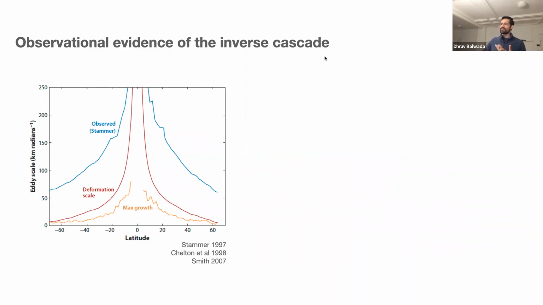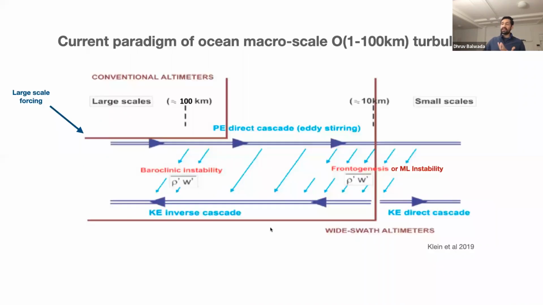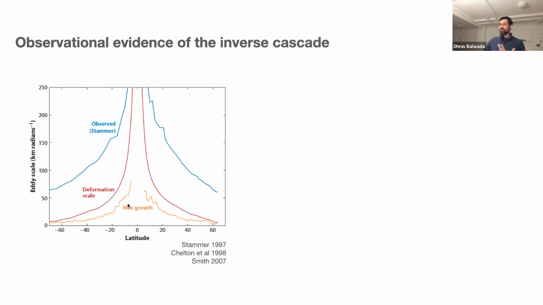So I'll be looking at observational evidence of what's happening in the kinetic energy reservoir. What I'm showing here is a zonal mean. So the x-axis is showing you what happens as a function of latitude. So north is here, and the south pole is down there. And the individual lines that are shown: the yellow line shows the growth rate of the baroclinic instability of the thermocline. The red line shows the deformation scale. And so the point being that the growth scale roughly corresponds to the deformation scale.